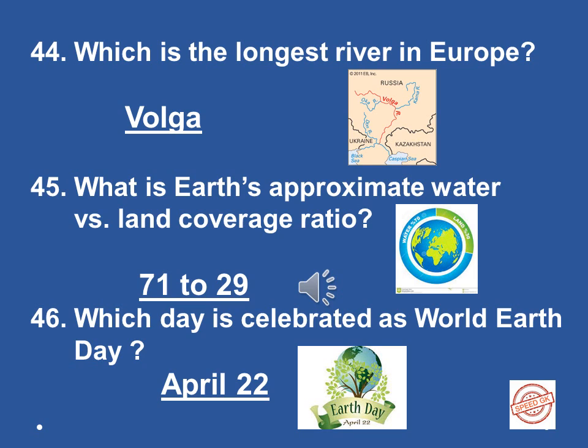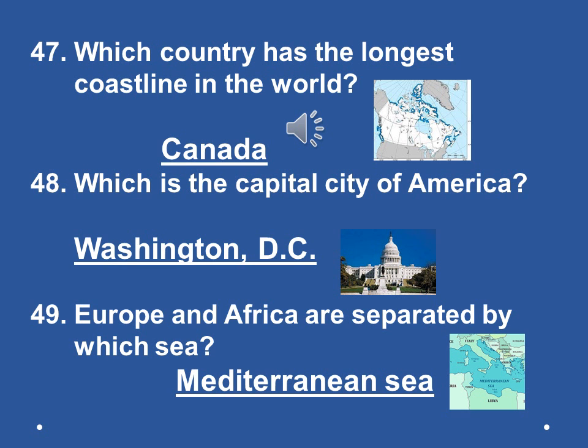What is Earth's approximate water versus land coverage ratio? 71 to 29. Which day is celebrated as World Earth Day? 22nd April. Which country has the longest coastline in the world? Canada. Which is the capital city of America? Washington, D.C.